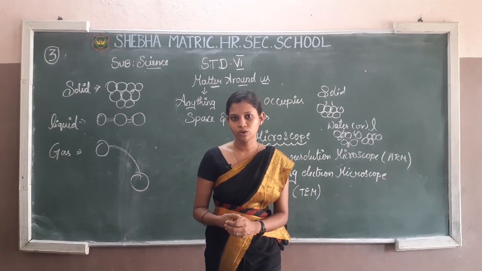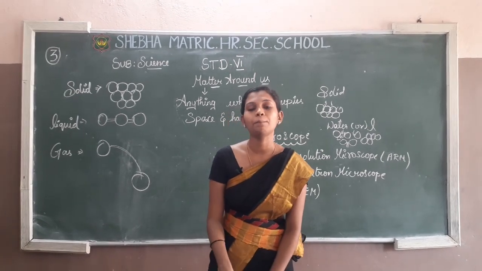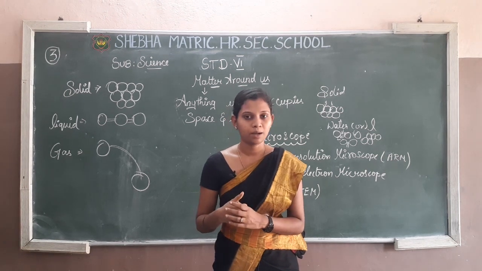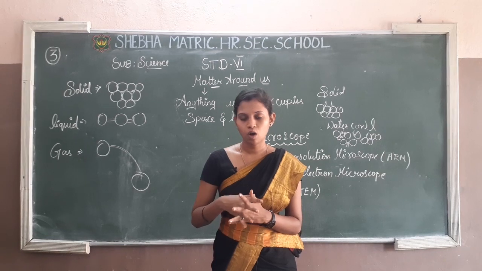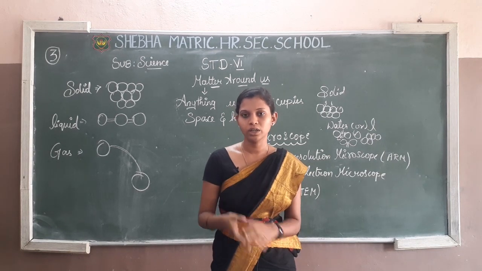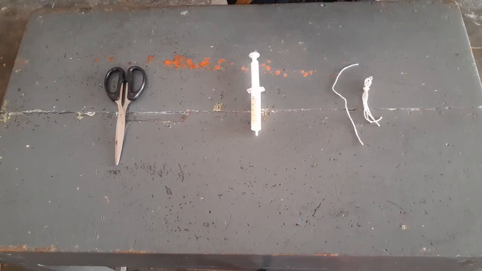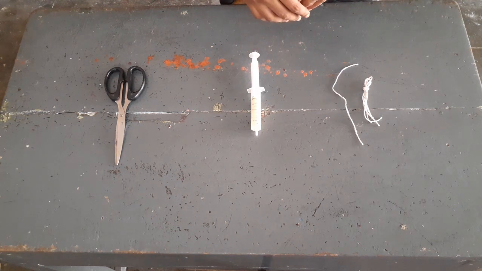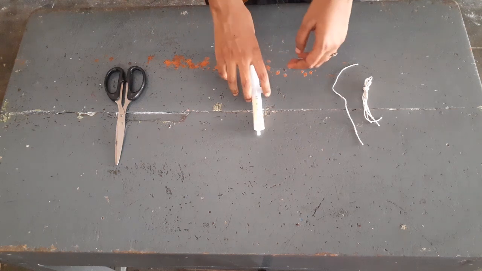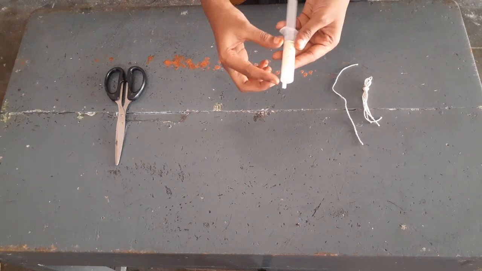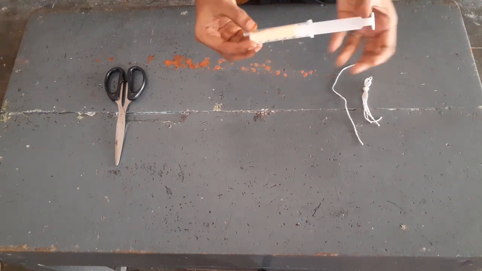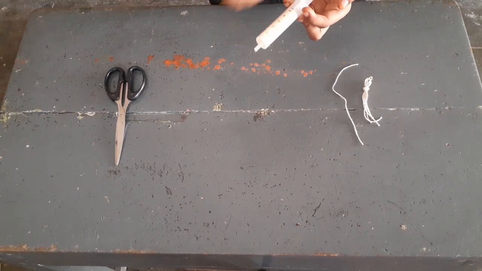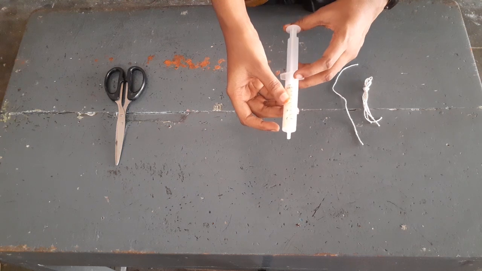And I will show you now another example for compressibility, liquid compressibility and gas compressibility. I hope that you all understand, and I am just doing this, okay. Now I am showing the example of compressibility. I have taken a syringe and filled it with a solid substance. You can see it, because this is a solid substance. We all know when it is tightly bonded, that is a solid substance.